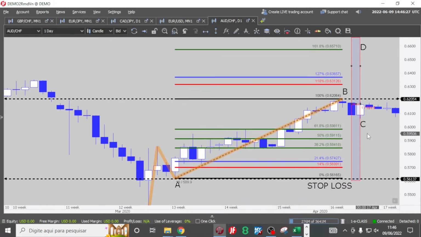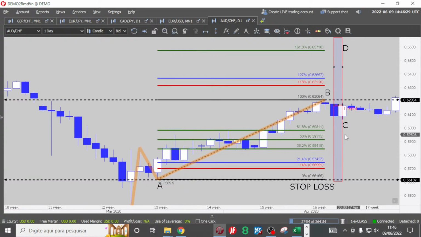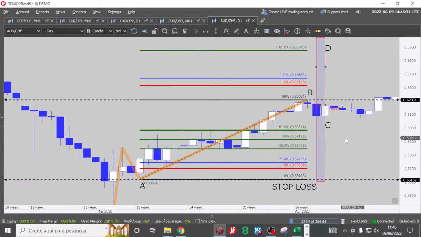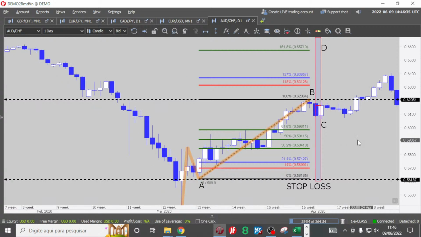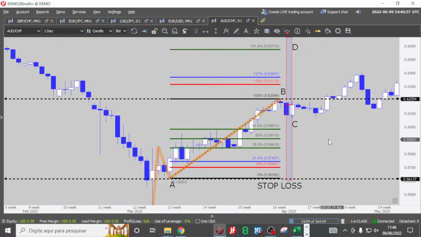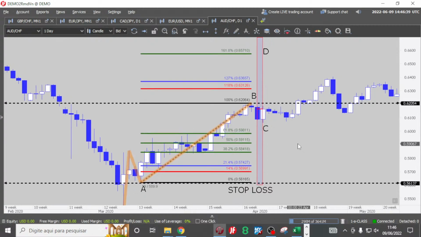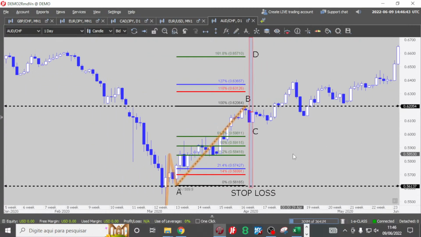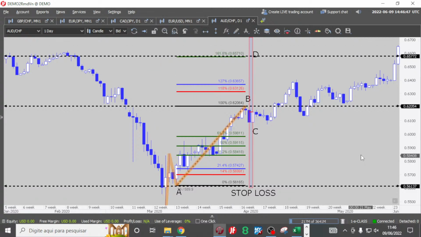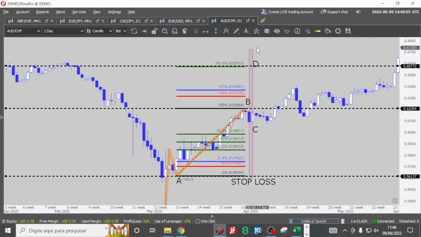The market is moving sideways, down, up and down. Let's see how this is going to play out. Still moving. Bam! Hit the Fibonacci, right? So we have the Fibonacci, everybody. The Fibonacci worked out for the second time. Agreed?